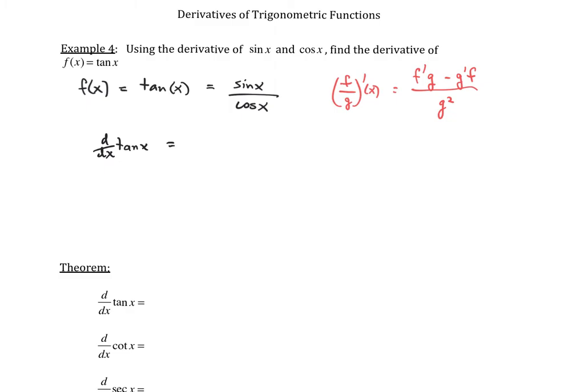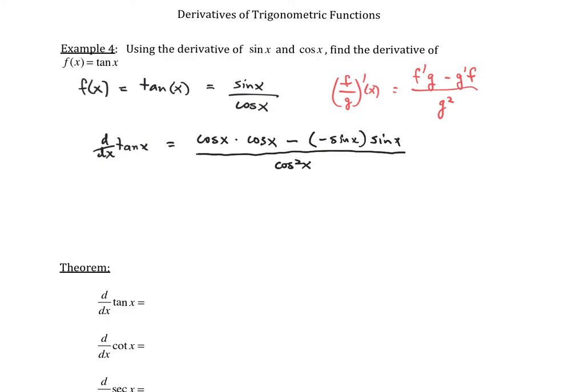the derivative of sine, we saw, was cosine of x. Then we keep the bottom, so we multiply by the bottom function, which is cosine of x. Minus, now we want the derivative of the bottom function. The derivative of cosine of x is negative sine x. And then we multiply by the top function, which is sine x. All divided by the bottom function squared. The bottom function is cosine, so the denominator would be cosine squared x.